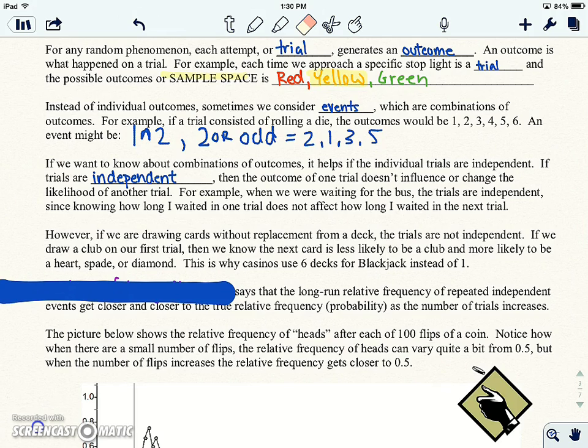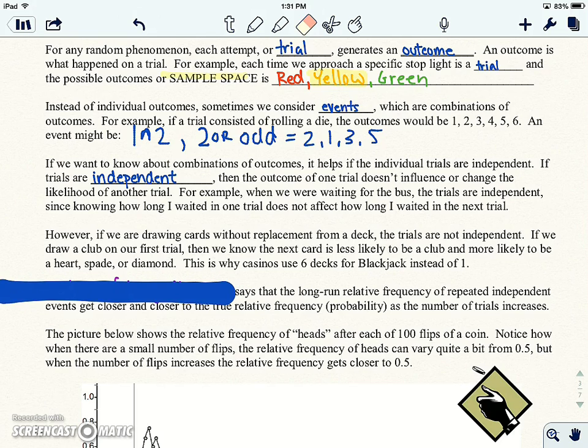If we want to know about combinations of outcomes, it helps if the individual trials are independent. If trials are independent, then the outcome of one trial doesn't influence or change the likelihood of another trial. For example, when we are waiting for the bus, the trials are independent, since knowing how long I waited in one trial does not affect how long I waited in the next trial. You could wait 5 minutes one day, but the next day it's totally different. There's a snowstorm, and you had to wait 25 minutes for the bus. Now you could argue dependence here, saying that maybe one bus route is always slow, but in our situation we're just going to claim they are independent.